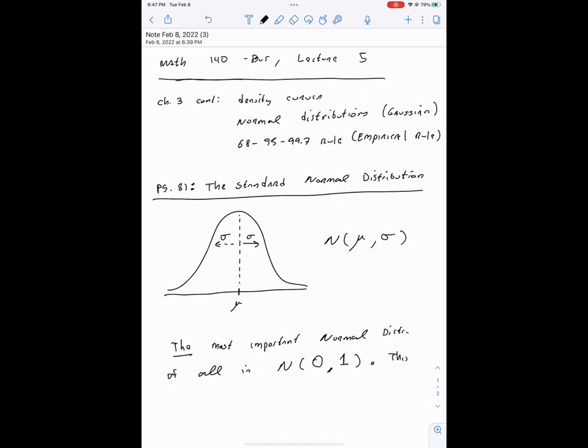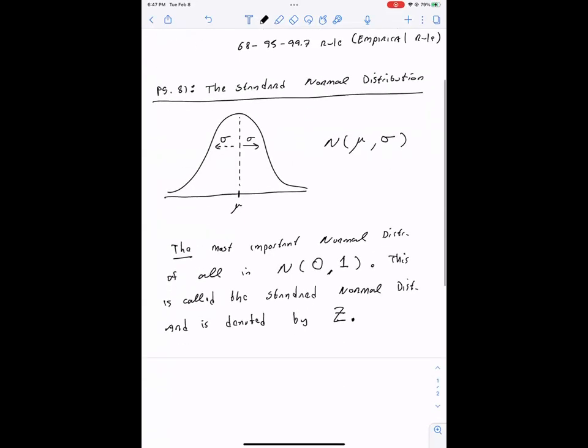This is called the standard normal distribution, and it is denoted by Z.